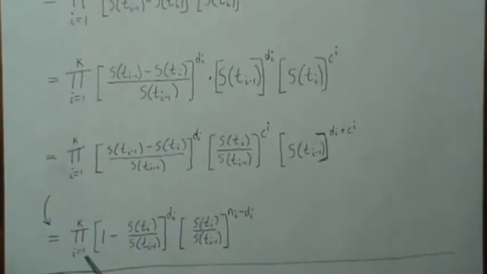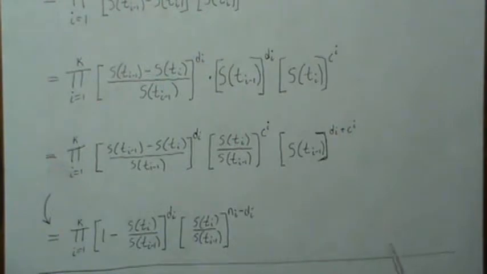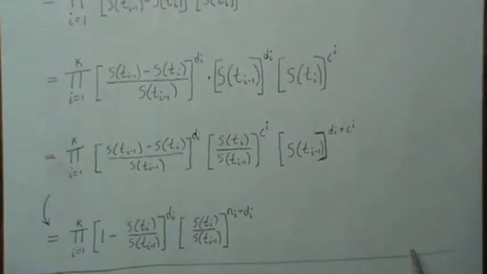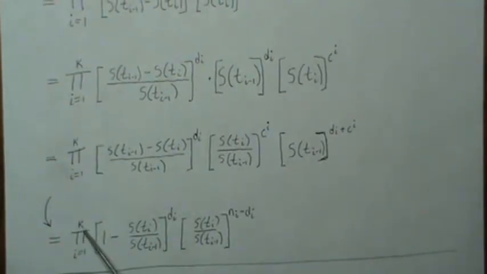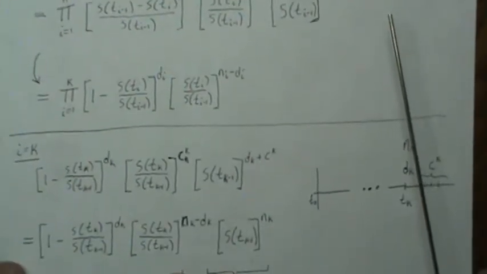Now remember that this is a product. So you let I equal 1, fill it out so you have that term. Then I equal 2, there's going to be another term. And then 3, then 4, then all the way to K. So what we're going to look at is we're going to go backwards though. We're going to look at I equal K first. Okay? So that is this.